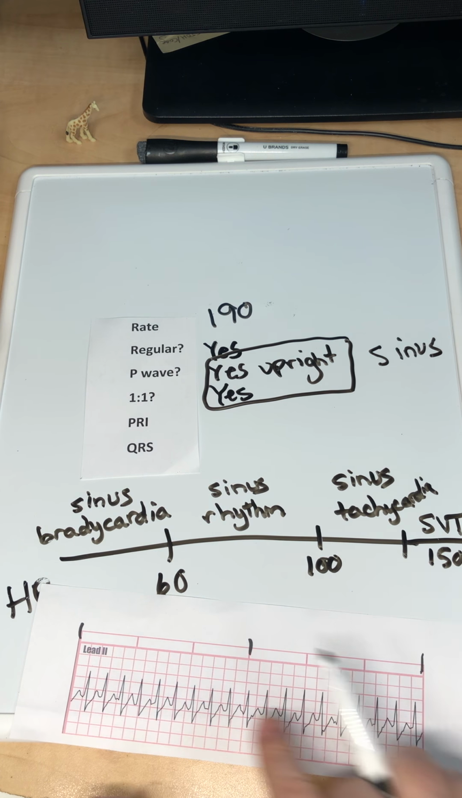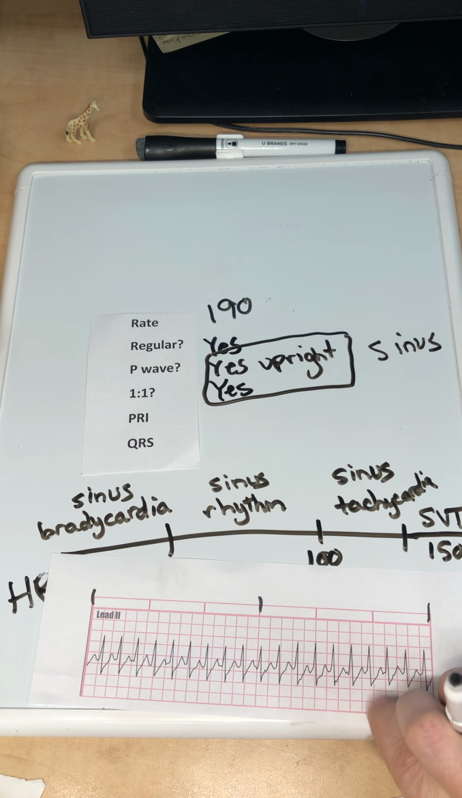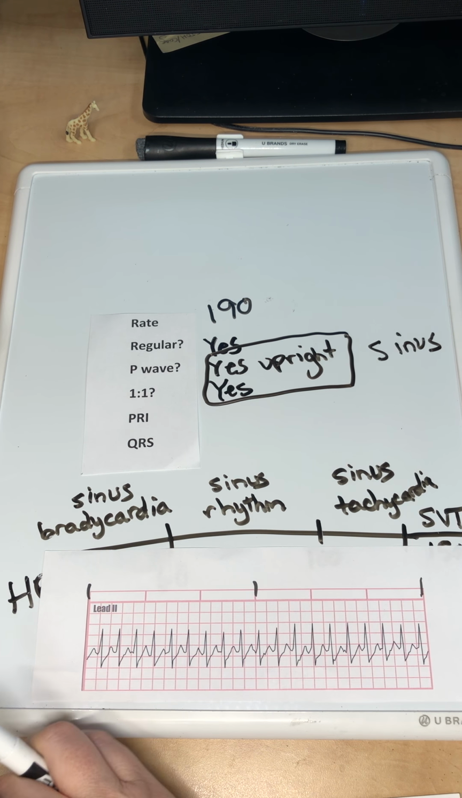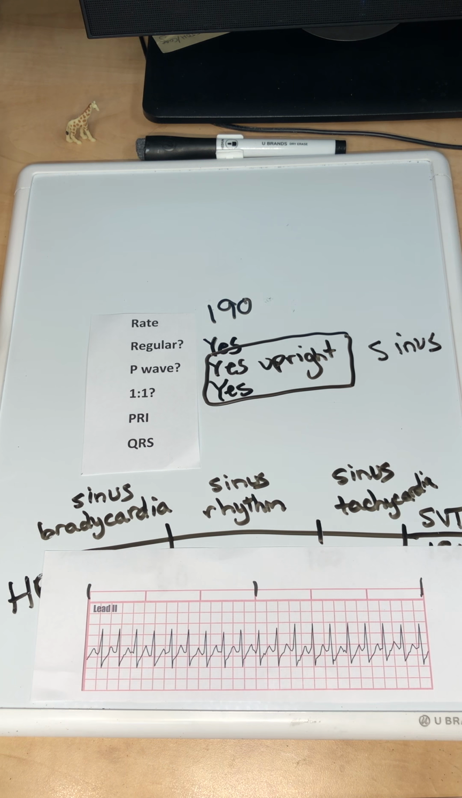SVT has these narrow complexes, and we see this rhythm a lot. And you would treat this, you'll see them treating this with adenosine. And if your patient is in symptomatic bradycardia, is super low and symptomatic, you'll see them giving atropine for those patients.